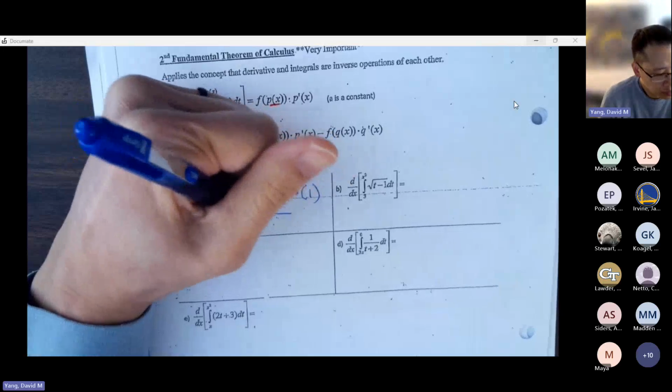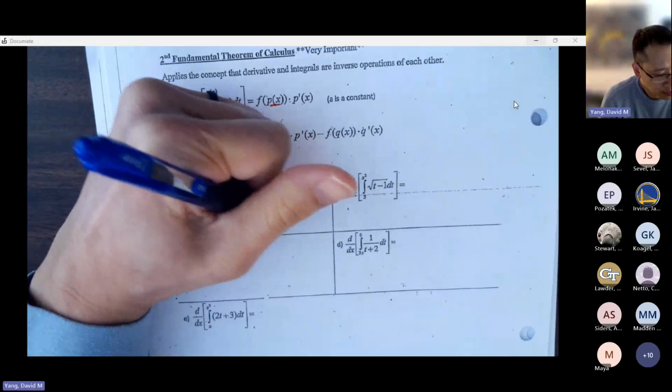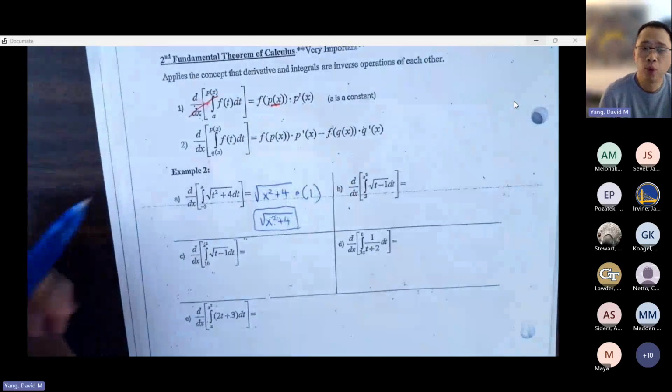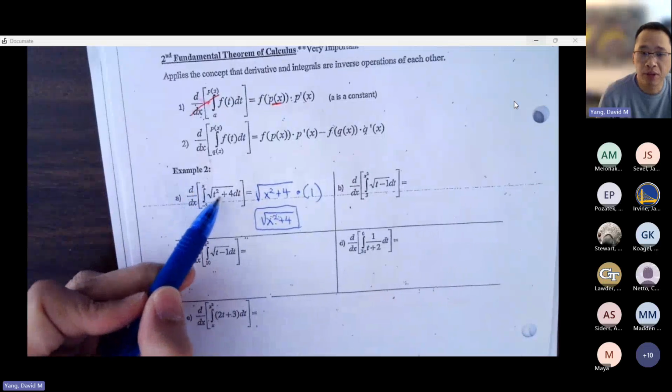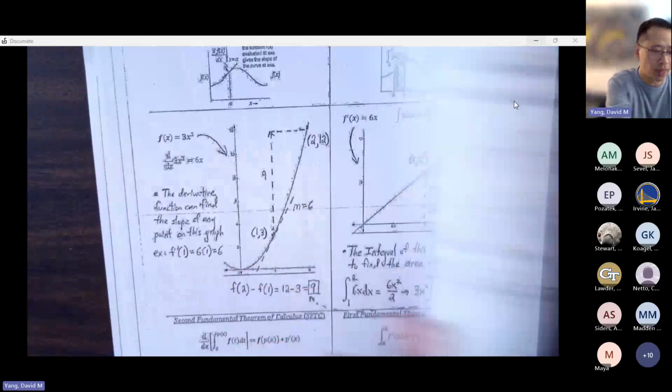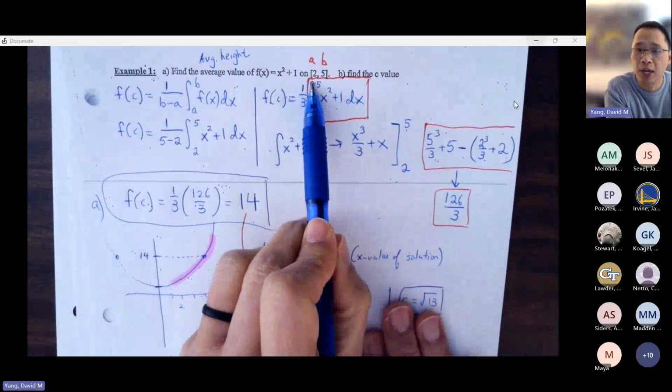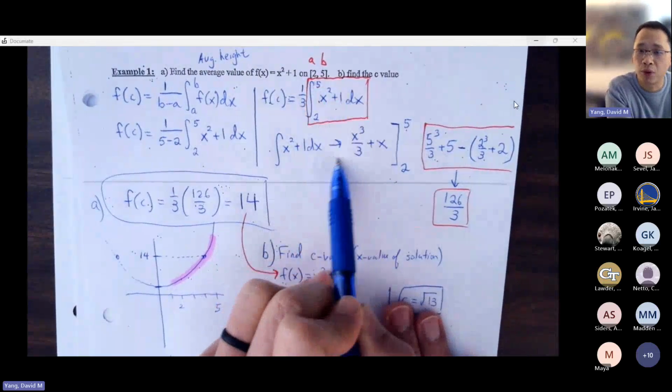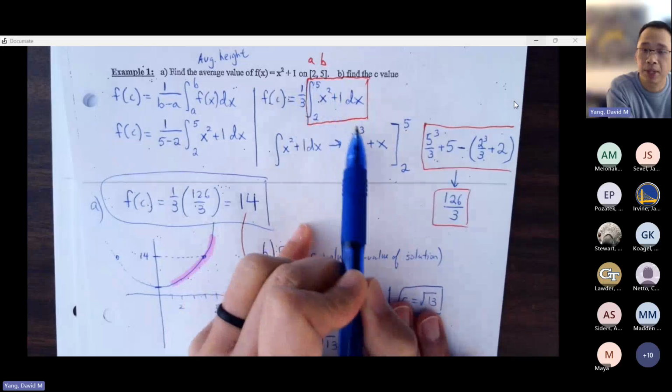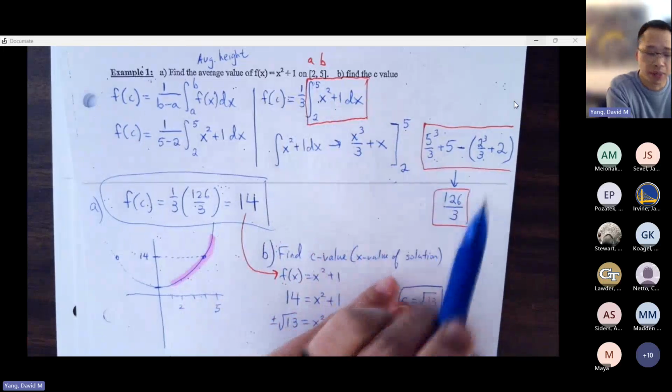So just square root of x squared plus 4. Now, normally we can't just plug the upper bound into the function, right? We saw that from the previous page that I kept stressing. We can't just plug the upper bound into the function. We've got to go through the antiderivative first and then plug in the upper bound and lower bound.